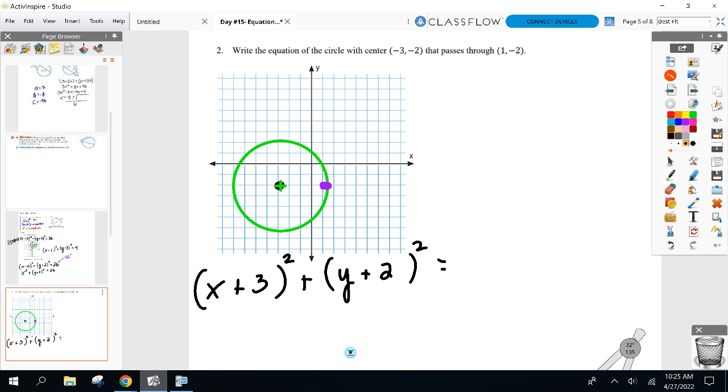11. What should go on the right here? 16. Where'd 16 come from? What's the radius length? 4. And then square it.